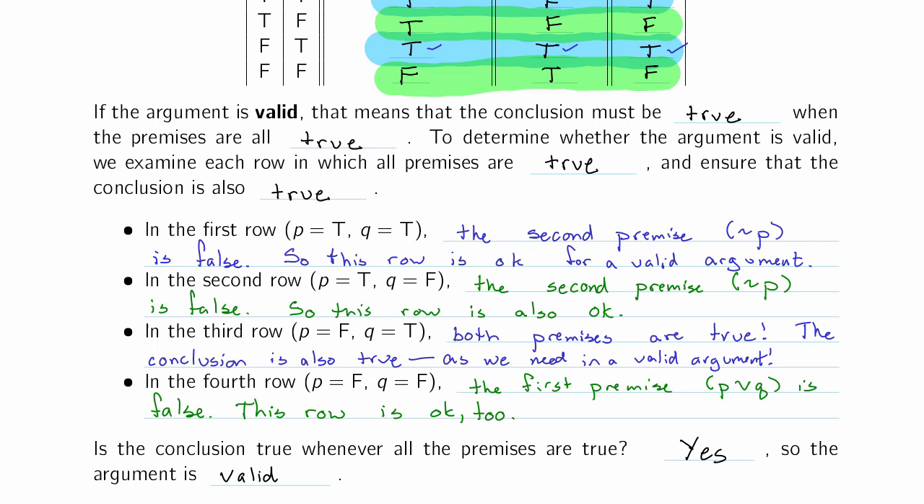So that's what we do with a truth table when we want to analyze an argument for validity. We go through and look at each row. If we find a row in which the premises are all true, we need to confirm that the conclusion is also true. If that happens in every row where the premises are all true, then the argument is in fact valid.